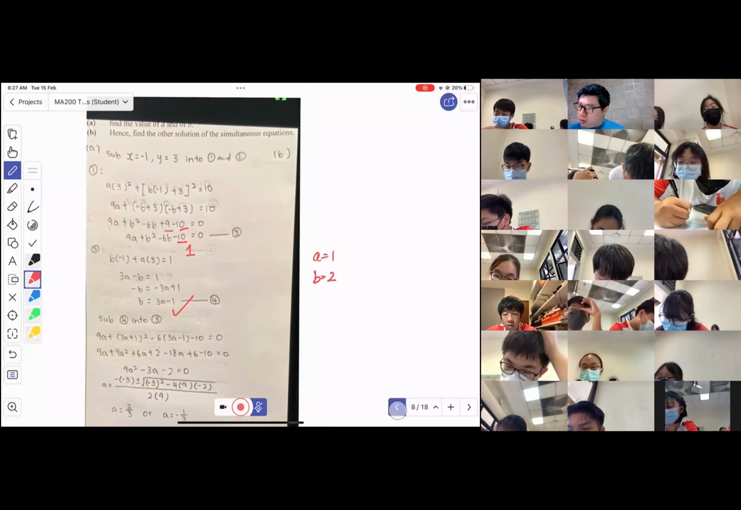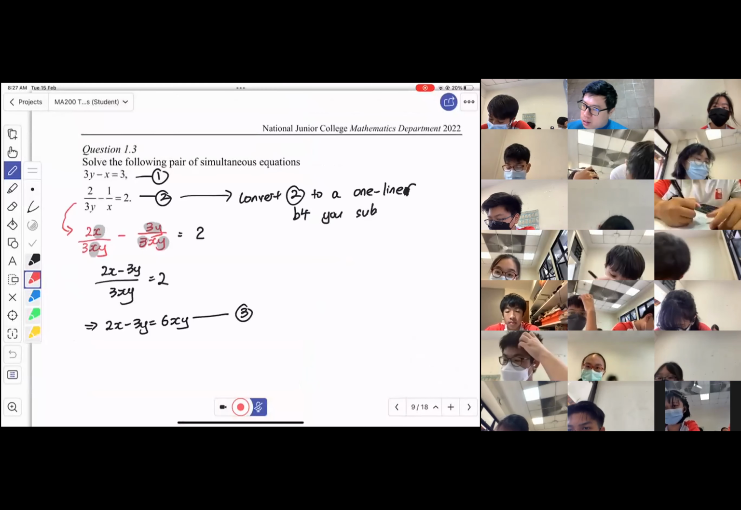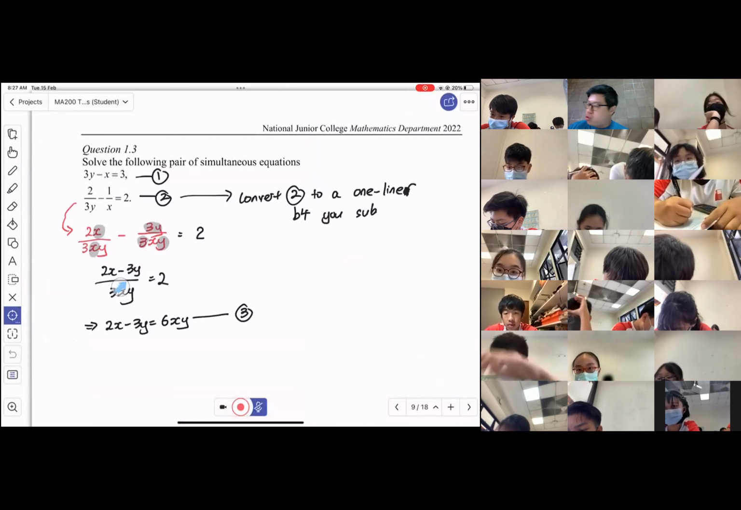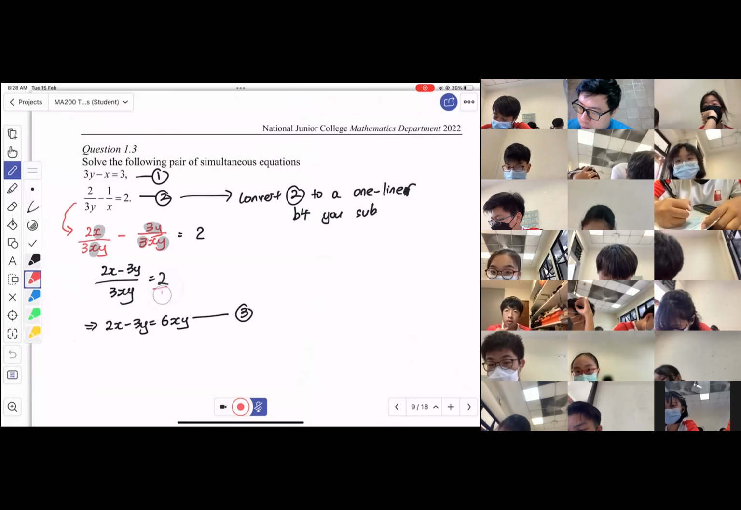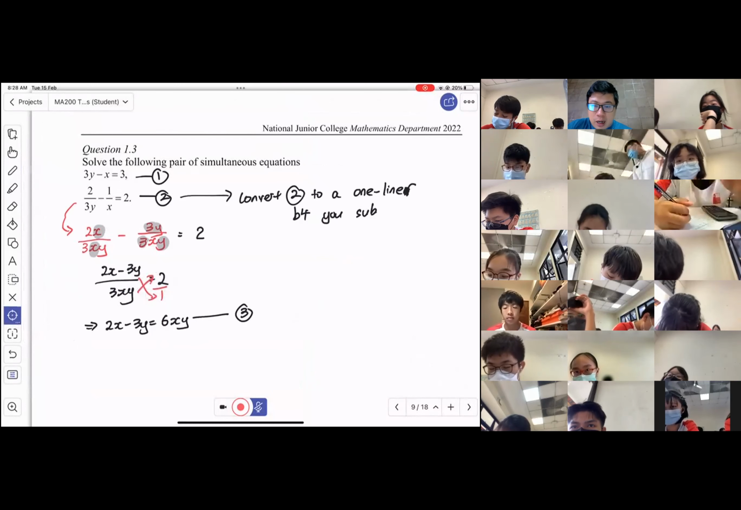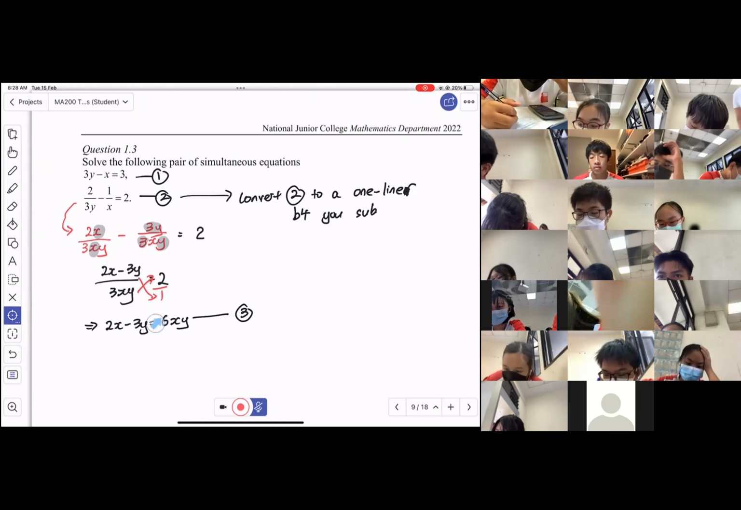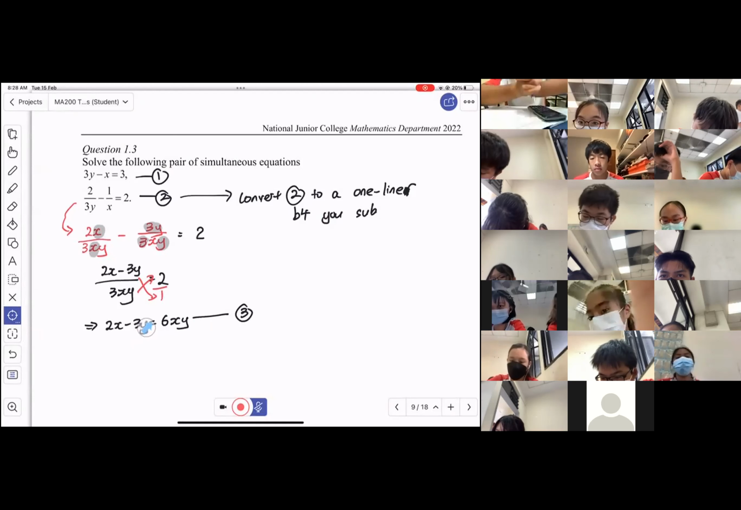How do you continue from here? Quick one. So how do I continue from here? 2x minus 3y. You cross multiply. You can cross multiply straight away: this times this equals this times this. So the student from 201 who asked this, is it okay? If you cannot, just cross your hand or something.